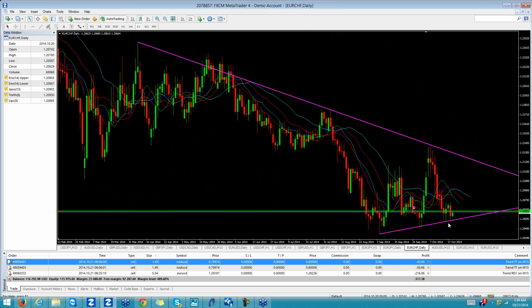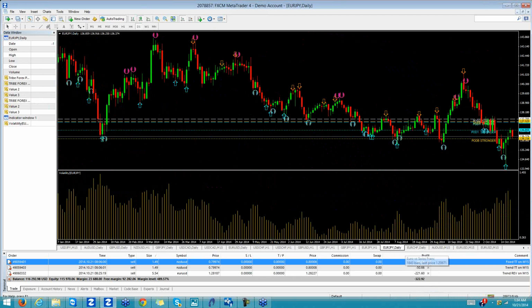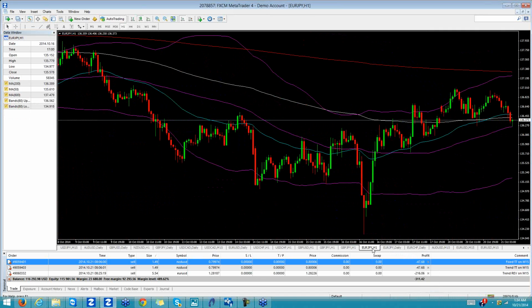There's a Euro Swiss. It's looking for a bounce, probably to the buy side. Euro yen dropped right off of a pod, 1 stronger. Euro yen looks like it's looking for a bounce right here off of a Bollinger Band mid band. This is a pod, a normal pod, not a strong pod, but just a pod, right?